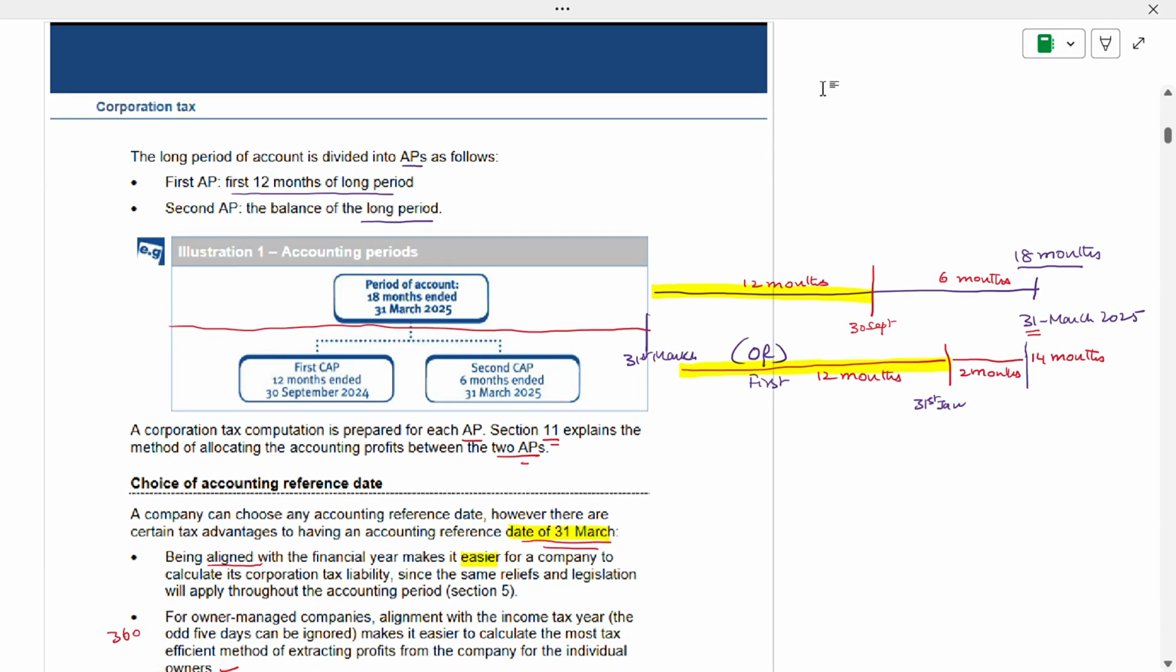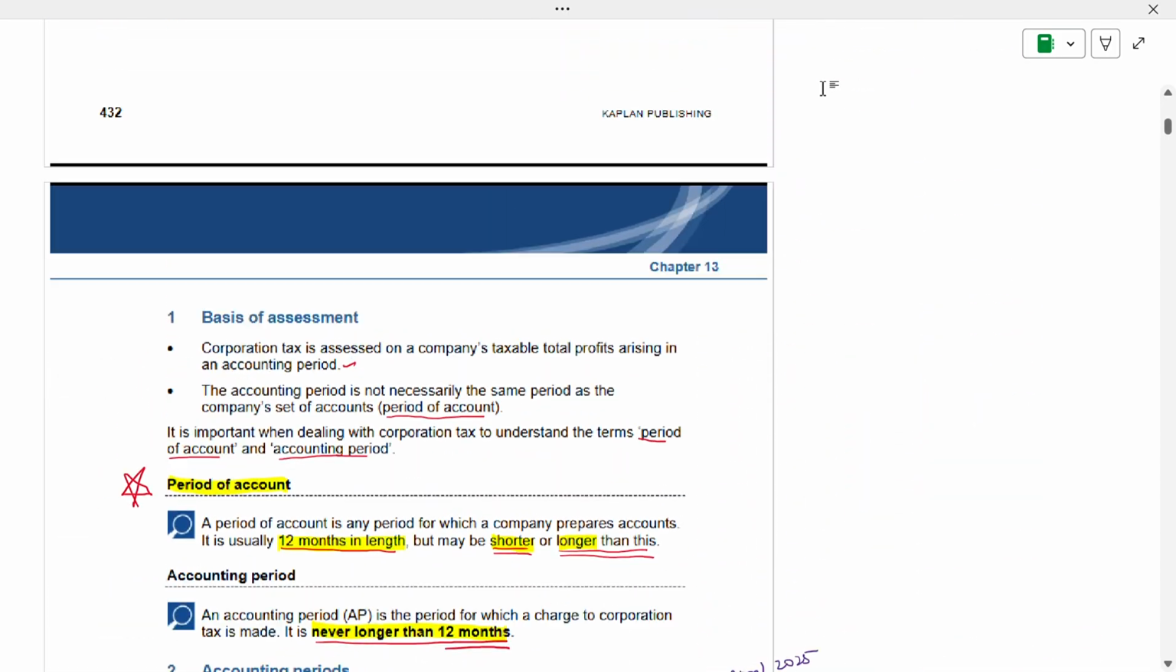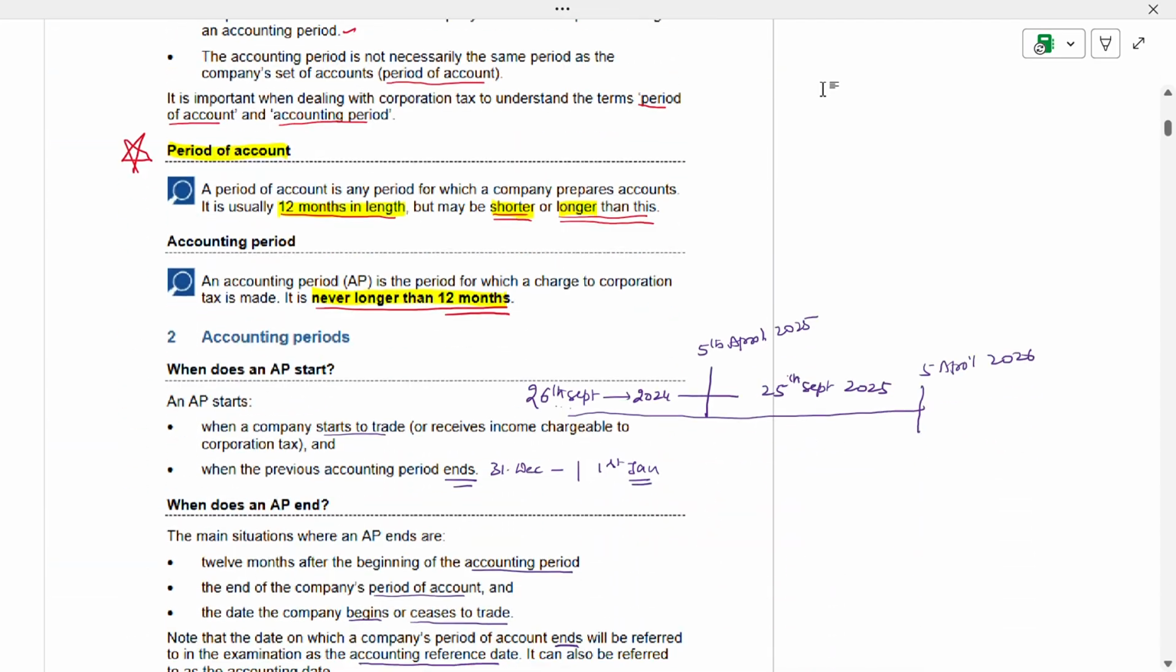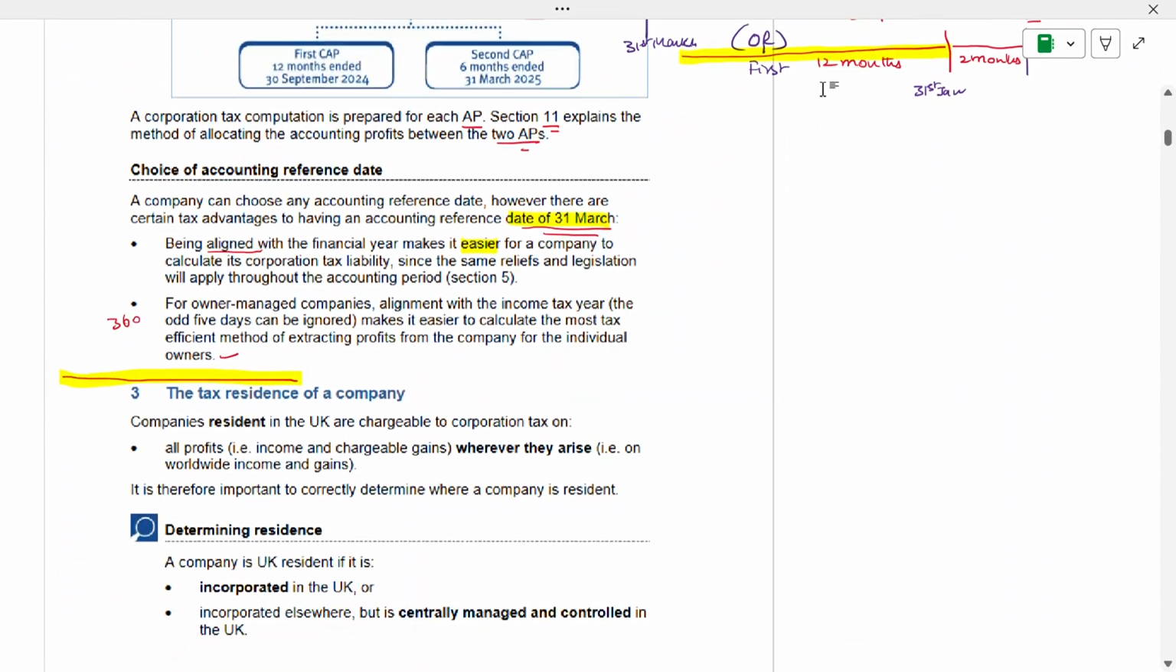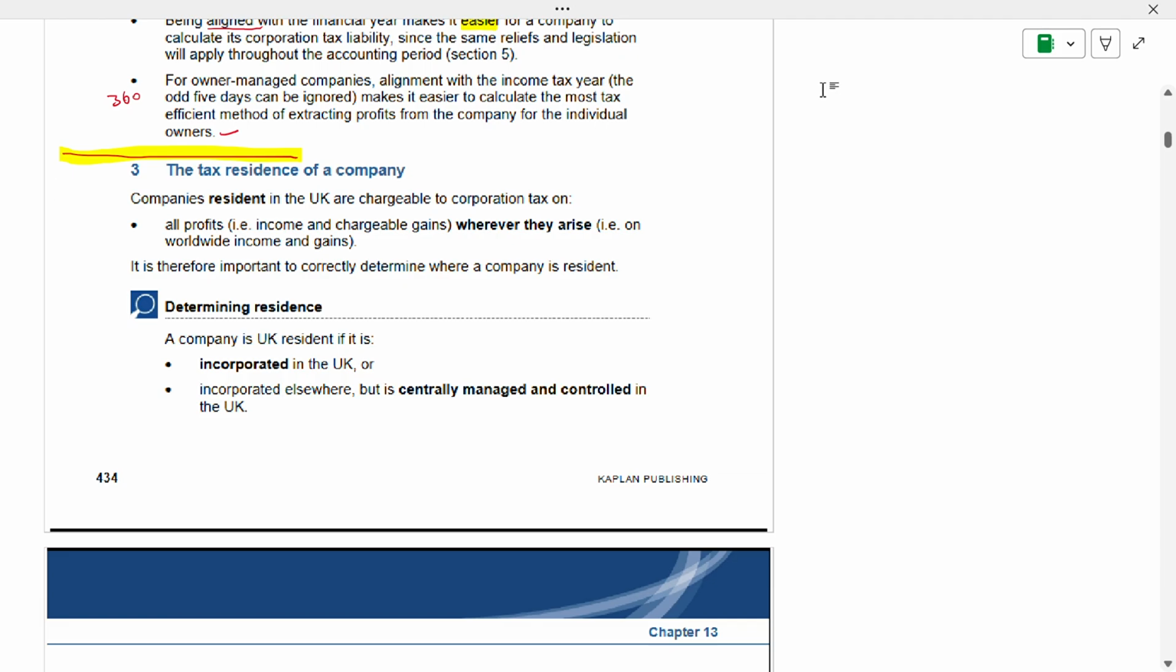What have we done in the second part? In the second part, we have covered the accounting period only. In the first part, we did the basis of assessment. In the third part, we are talking about tax residence.